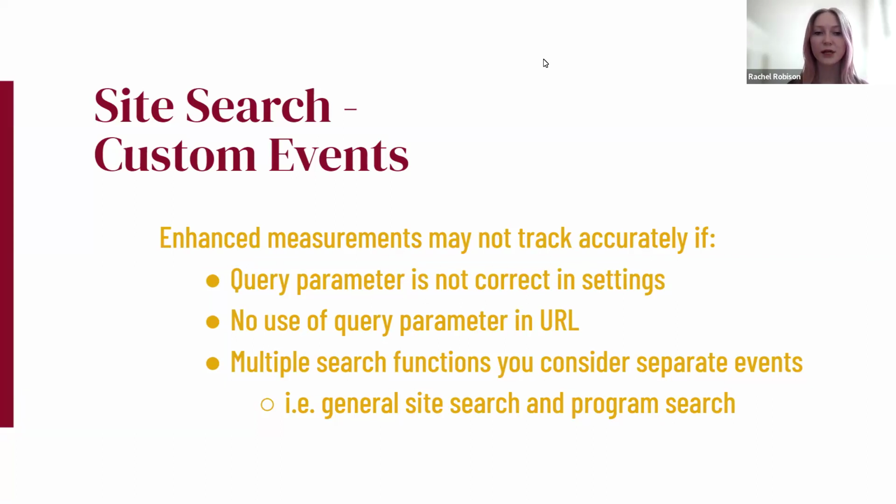Another example is if you have multiple search functions on your website. For example, maybe you have a general site search and you also have a program site search. Because these are used for two different things, you maybe want to consider this two separate events and not just one generic site search event. In this instance, you would want to create a custom event.